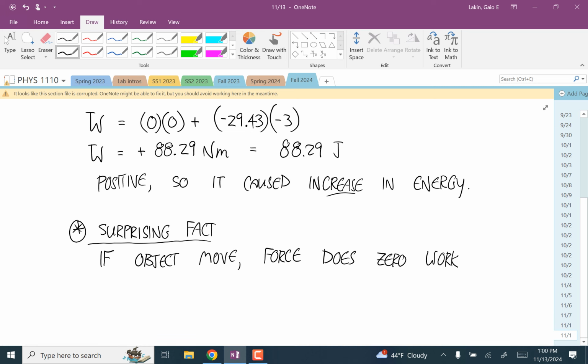It kind of makes sense if you think about it in terms of, if that force were isolated by itself, would it be speeding the wall up, slowing the wall down? It's not doing anything to the wall. The wall doesn't really notice it, you know. Did you mean like object does not move? Yes, thank you. If the object does not move, then the force does 0 work.